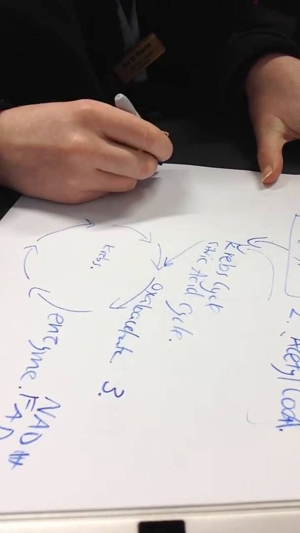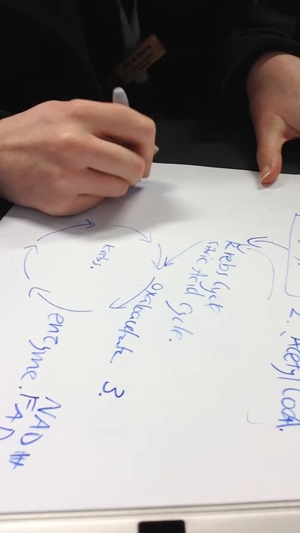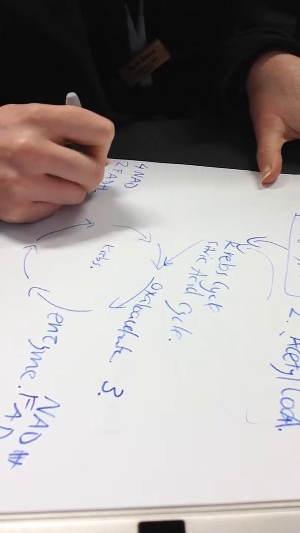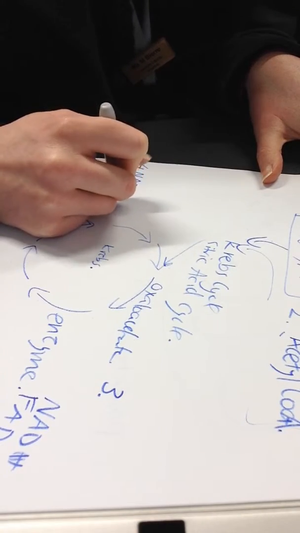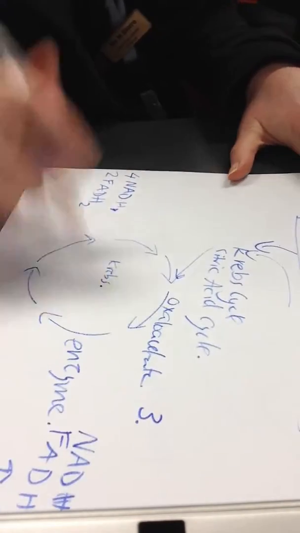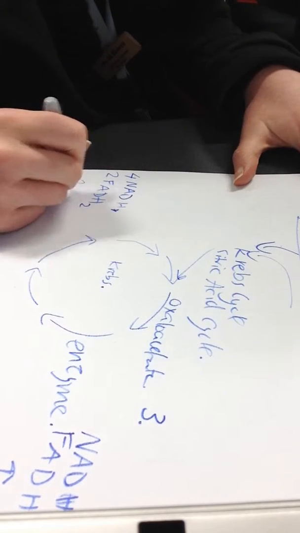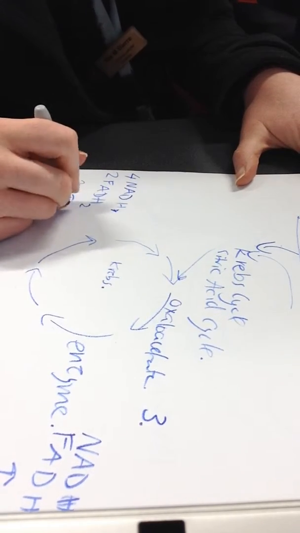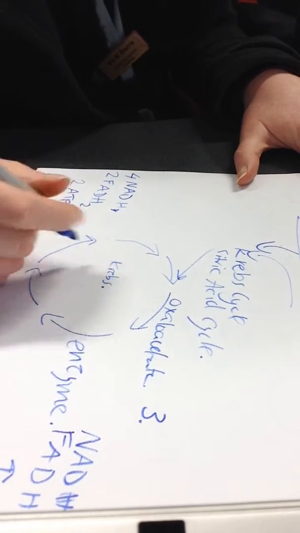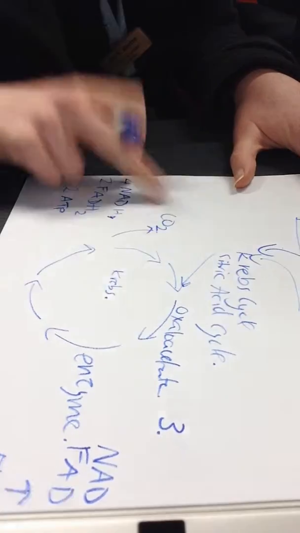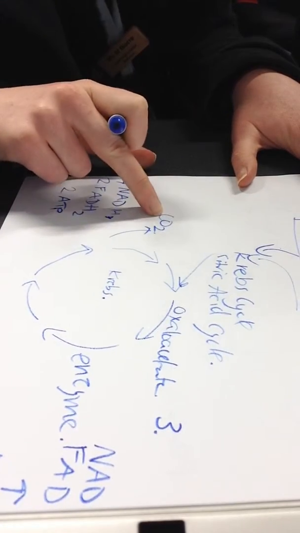In this one we have 4 NADH and 2 FADH2 being charged up. You also get 2 ATP, and this cycle is also where you get the release of carbon dioxide. So that's where what you breathe out is coming from.